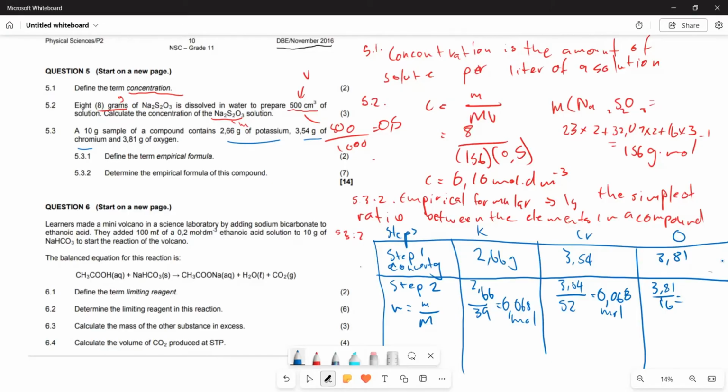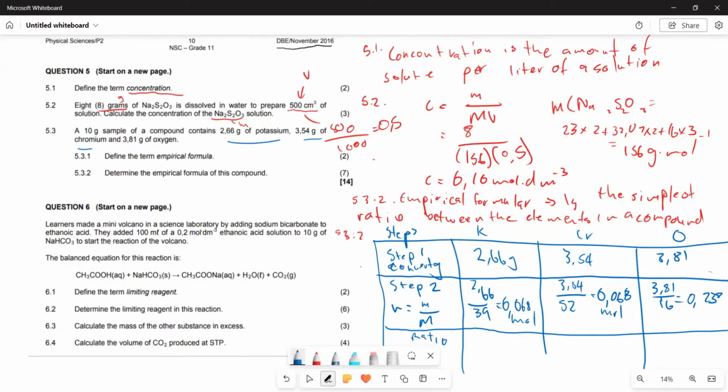3.81 divided by 16. What is it that you are going to find there? You are going to find this as 0.238, right? Let's just write that 238. And now after this, hopefully this space of ours, now we are going to find out the ratio.